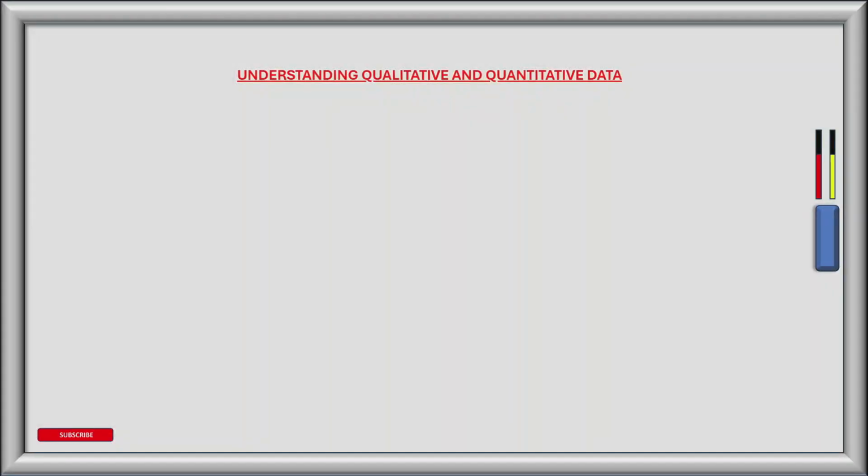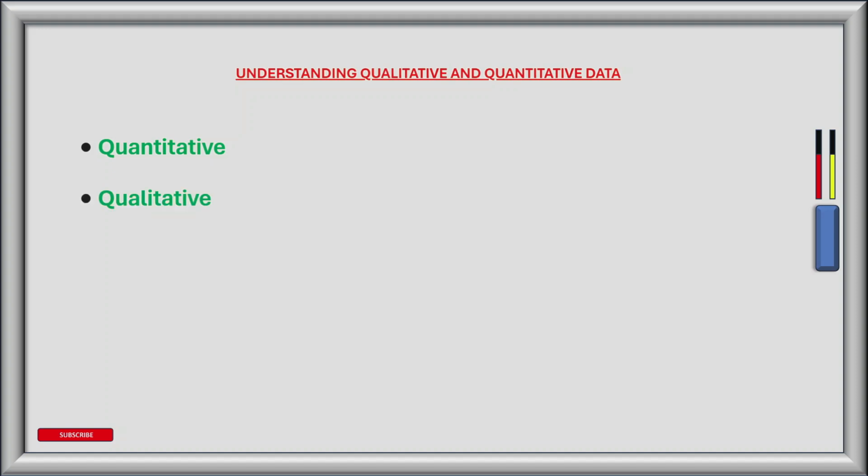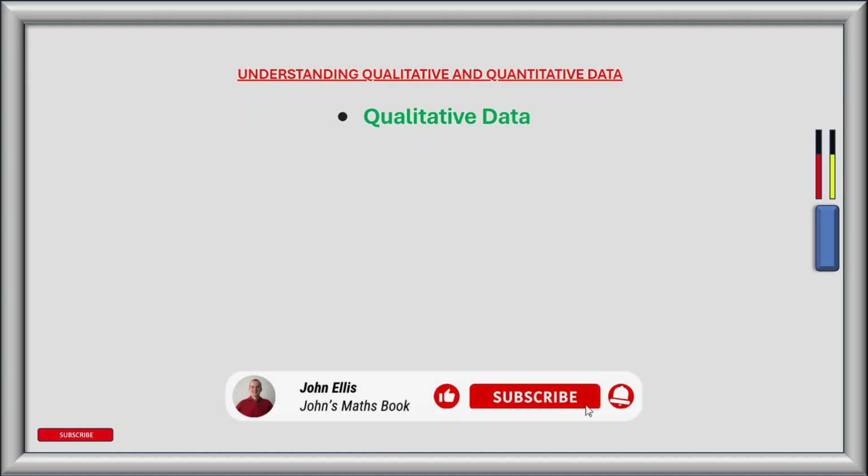When performing data analysis, there are two types of data we can collect, and they are quantitative data and qualitative data. In this video, we're going to be looking at the differences between the two types of data and what the types of data are used for. So let's begin with qualitative data.